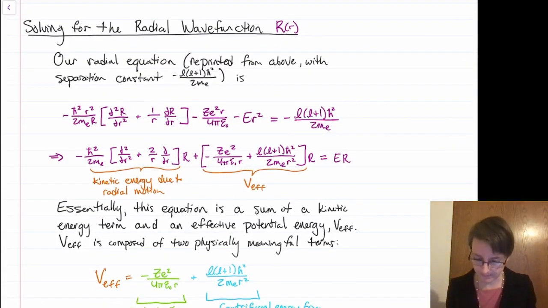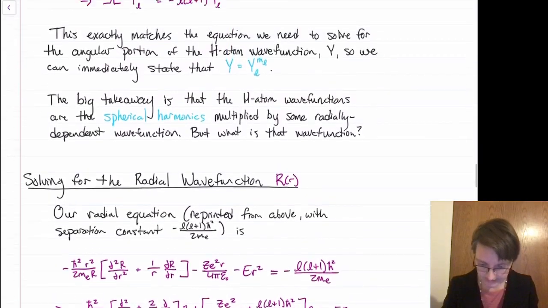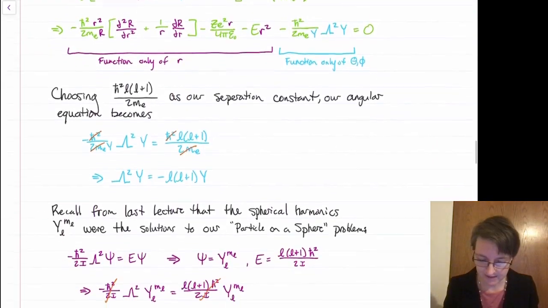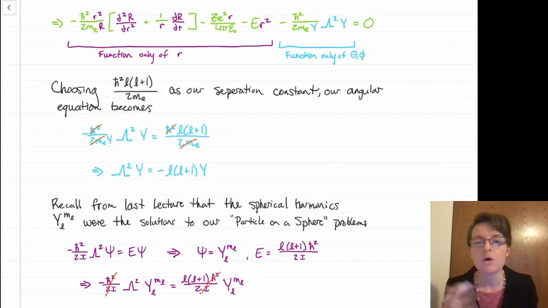So reprinted from above, the radial equation, once we know that our separation constant is this kind of wonky L times L plus 1 h bar squared over 2me term, we can set our right-hand side equal to the separation constant, and our left-hand side we can set identically to what it was up here in our derivation, at the top of my slide right now, where I said what is the portion of our Hamiltonian, or our time-independent Schrodinger equation, that just depends on R.